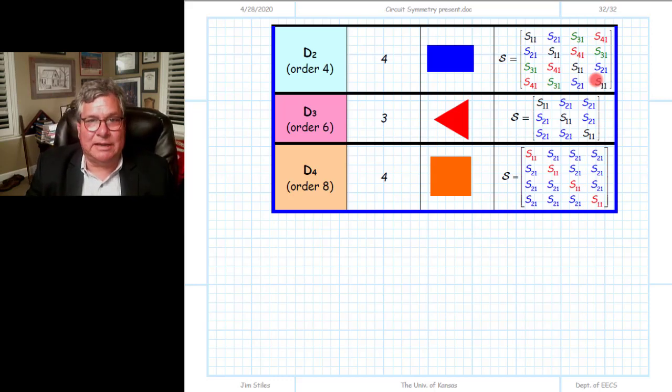So I think symmetry, again, is a very interesting and very important and powerful tool in electrical engineering, and unfortunately it's one that is not widely understood or taught. But an engineer that can master it, I think, will find that it will be very useful in their career.